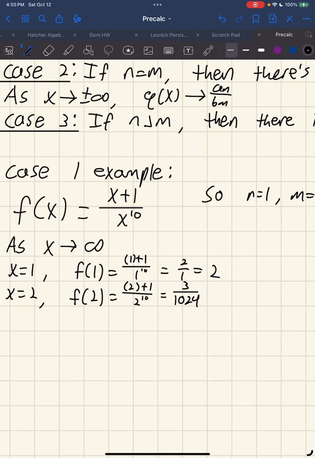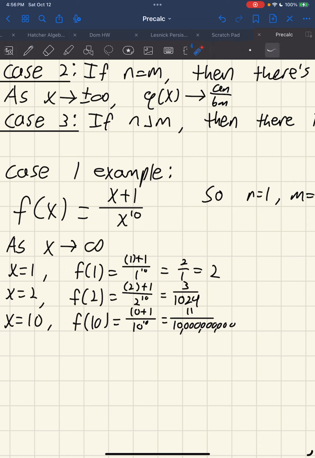Let's make this even smaller. x equals 10. Then f of 10 will be 10 plus 1 over 10 to the 10, which is just 1 with 10 zeros behind it. So this will be 11 over 1, 2, 3, 4, 5, 6, 7, 8, 9, 10. What is that? Did I write it down anywhere? Nope, didn't write it down. So that's hundreds, thousands, millions, billions. 10 billion. 11 over 10 billion.